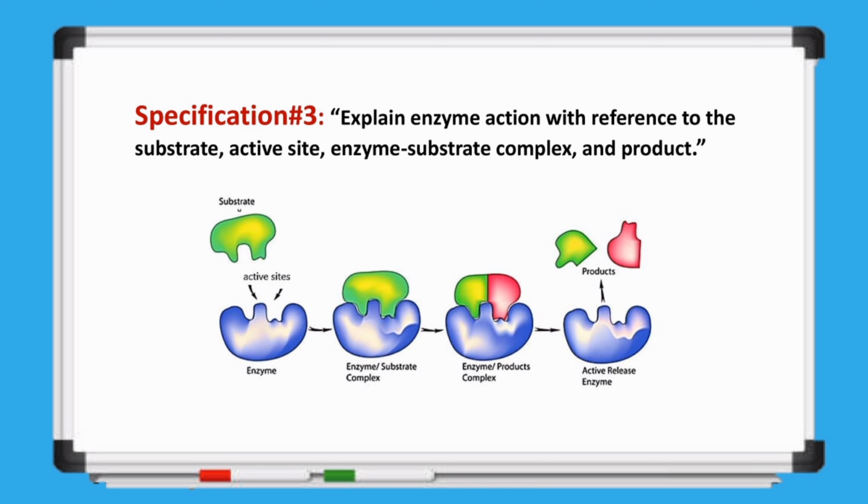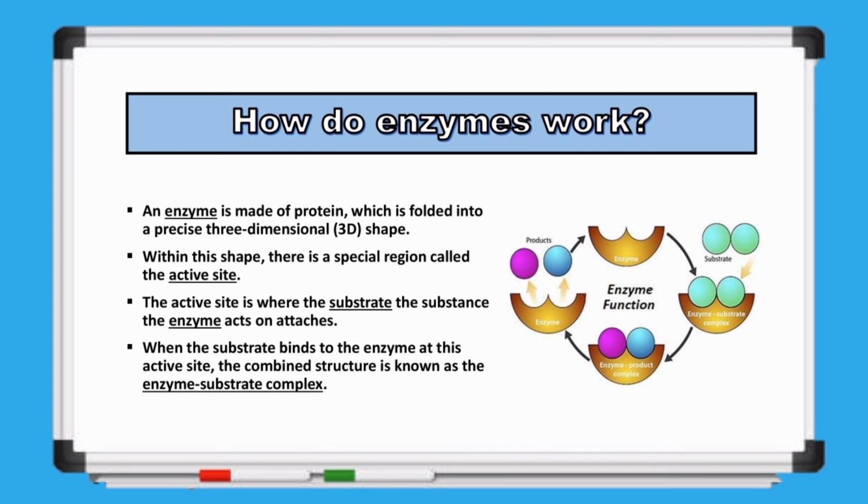Now, let's move on to specification number 3, which requires an explanation of enzyme action, specifically referring to the substrate, active site, enzyme substrate complex, and product. As you can see in the diagram here, the enzyme binds to the substrate, forming an enzyme substrate complex and eventually releasing the final product. So far, we've talked about what enzymes are, but now, let's see how these enzymes actually work.